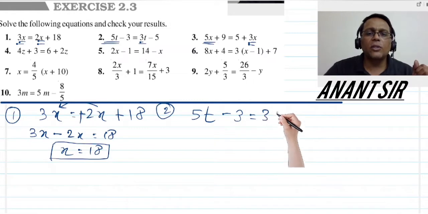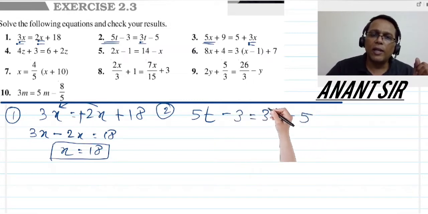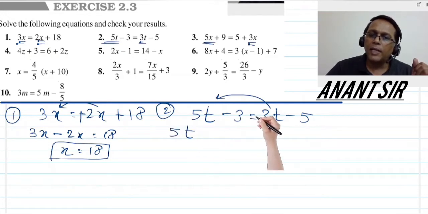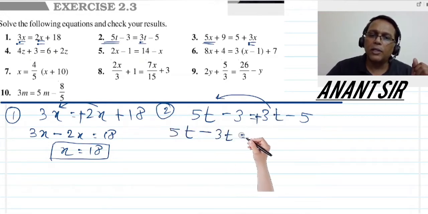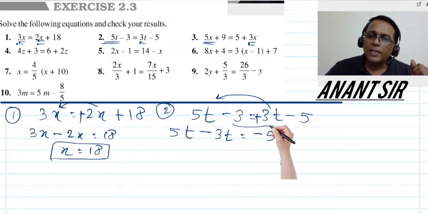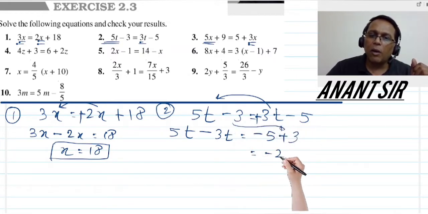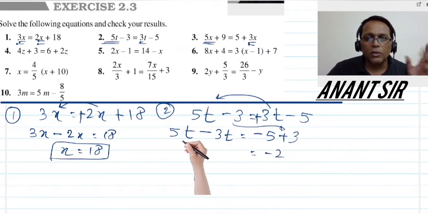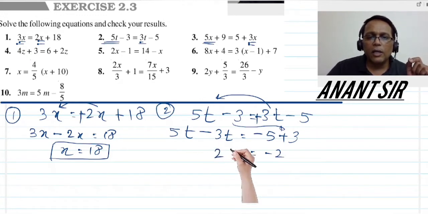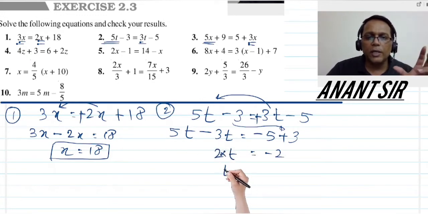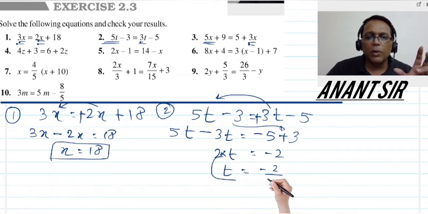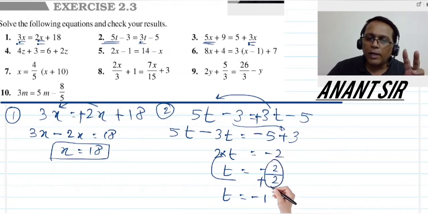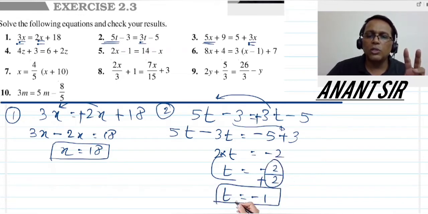5t minus 3 equal to 3t minus 5. Now what do we do? I am taking this 3t to the other side. 5t remains as it is. This plus 3t became minus 3t. This minus 5 remains as it is, minus 3 became plus 3, now it is minus 2. Different signs, subtract. Give the sign of the bigger number to the answer. 5t minus 3t is 2t. Now between 2 and t there is multiplication, so multiply by 2 becomes divide, and plus minus becomes minus. I am dividing 2 by 2, 2 by 2 is 1. So this is our answer.